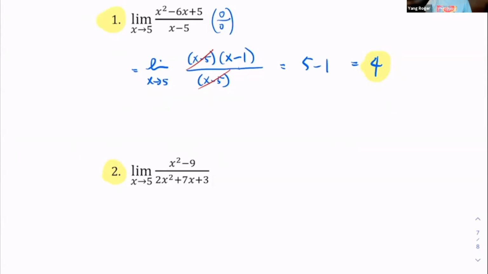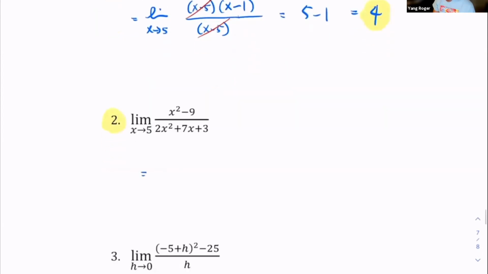So we need to be a little bit careful here. The point of number 2 is not to test you about the factoring technique. It's to make sure that you try the direct substitution property first. So when you try the direct substitution property, that means you're just going to try to plug in the 5 first. So we got 5 squared minus 9 over 2 times 5 squared plus 7 times 5 plus 9.